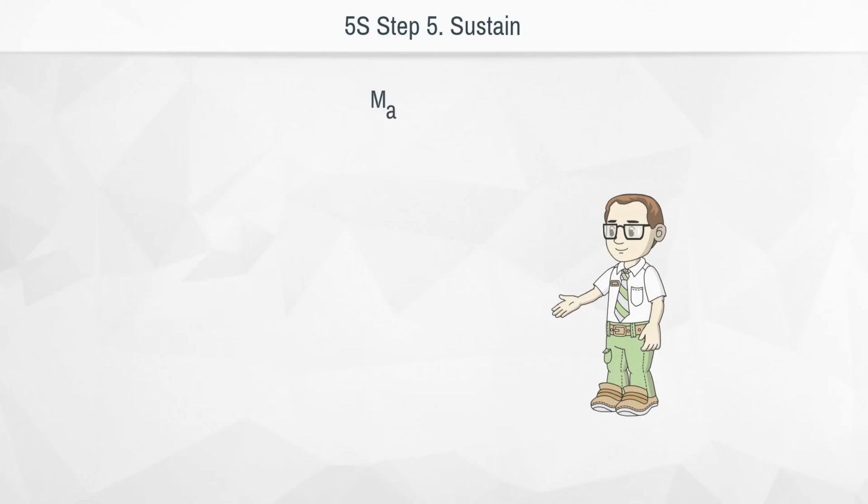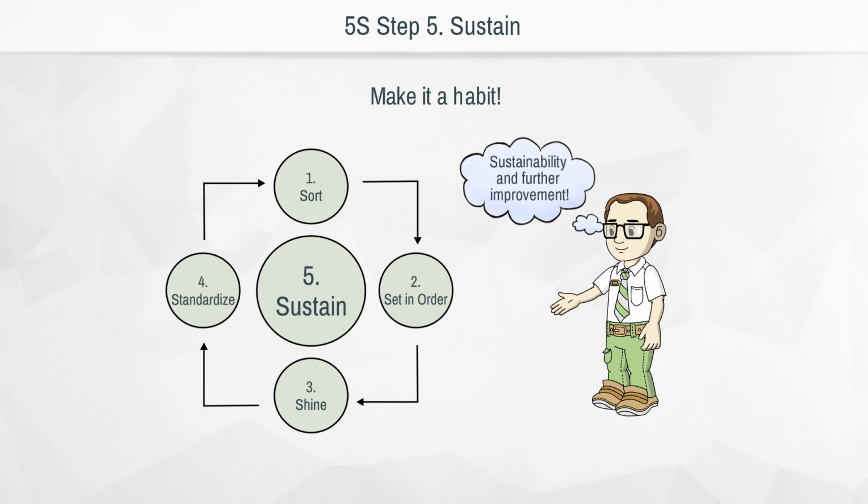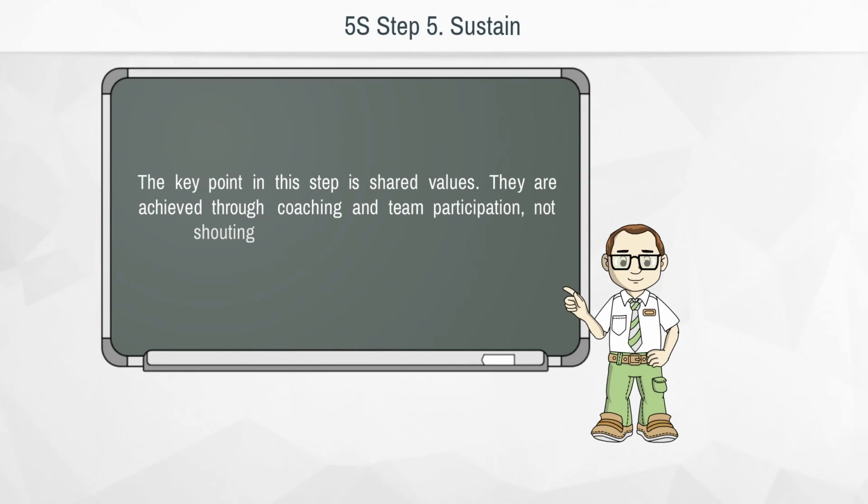So the aim of Step 5 is to make it a habit of maintaining the momentum of the previous 4 S to ensure sustainability of the system and to make further improvement. The key point in this step is shared values. They are achieved through coaching and team participation, not shouting orders and imposing penalties.